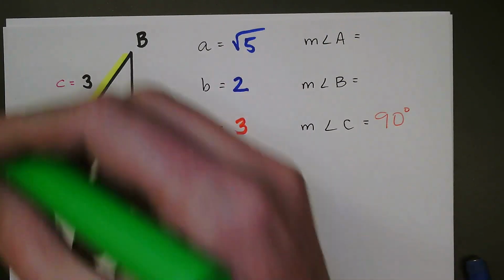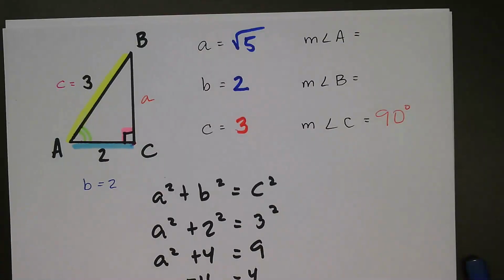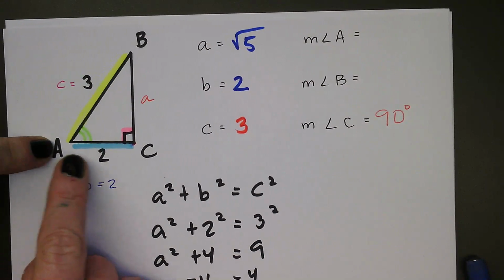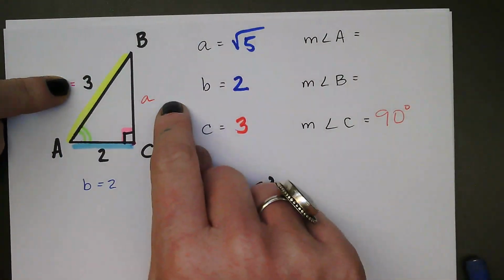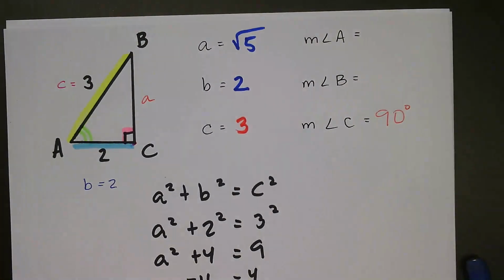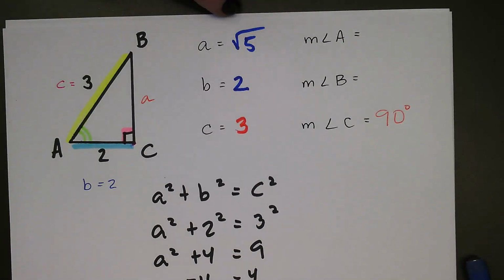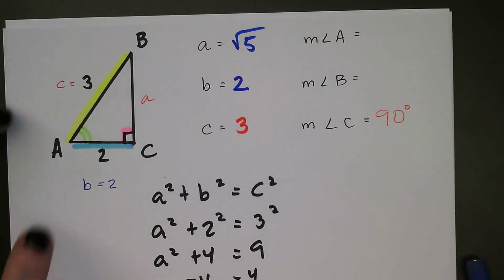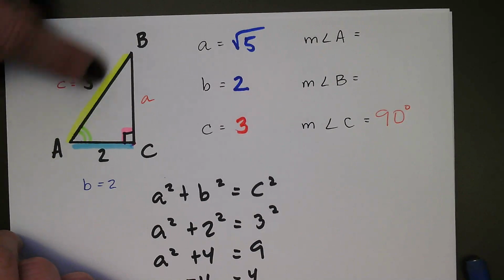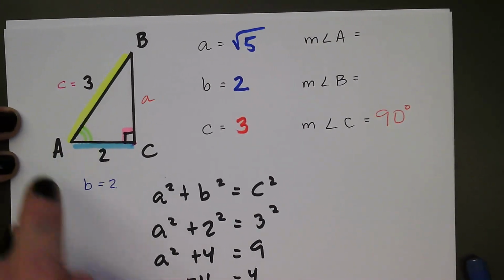So let's see, I'll just mark that here in this diagram. This is angle A this time. So from here, I have 2 and 3. I also have the square root of 5, but I'd rather use these sides because they're whole numbers. They're not rounded, and I don't have to use the square root symbol. So from angle A, 3 is the hypotenuse, and 2 is the adjacent.